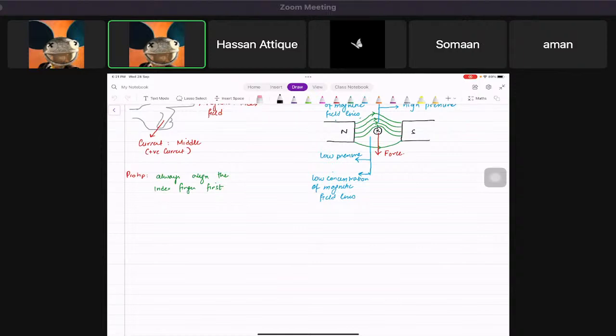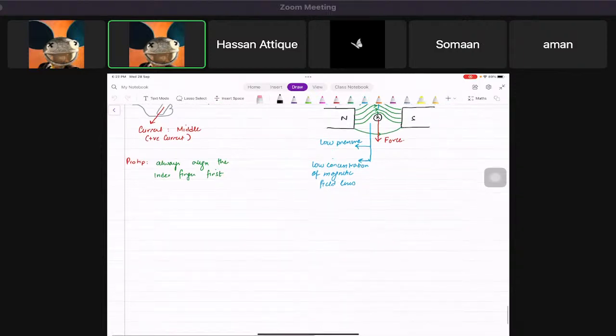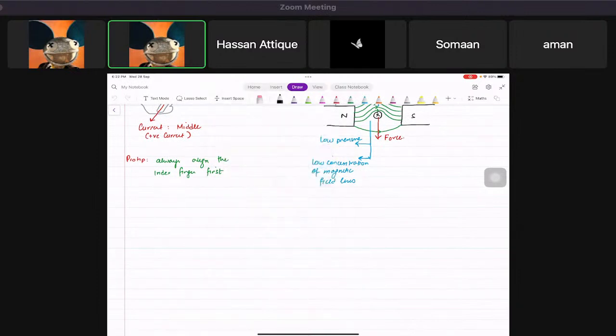So now we are going to look at the equation for Fleming's left hand rule. So suppose we have a magnet like this.